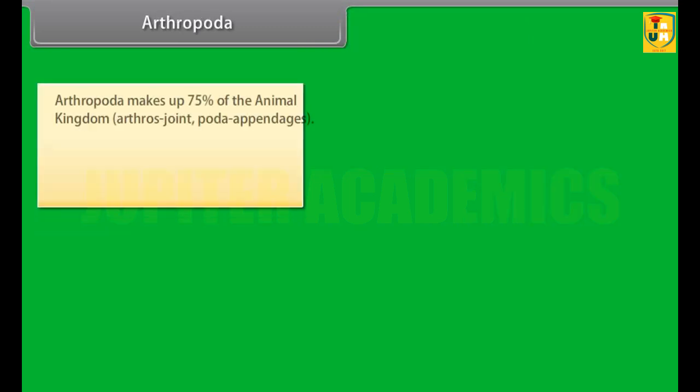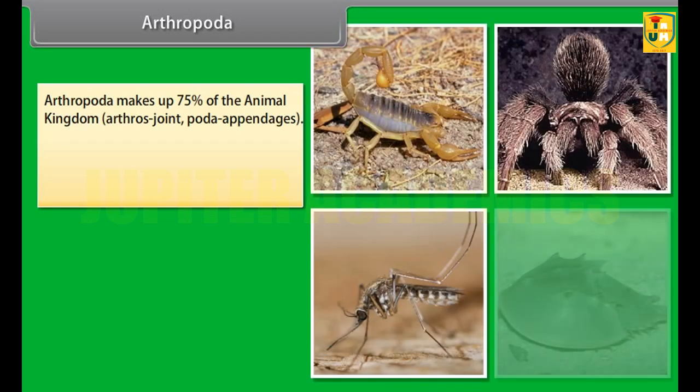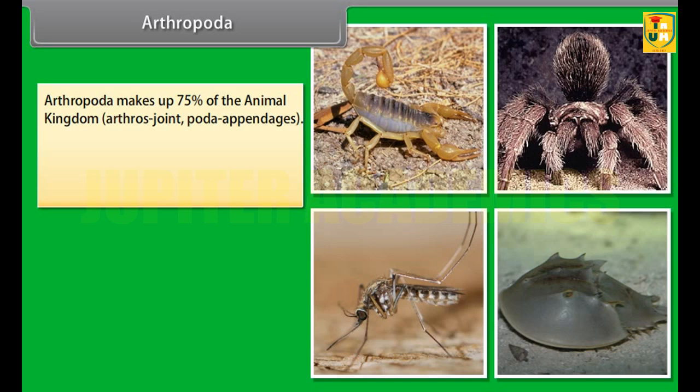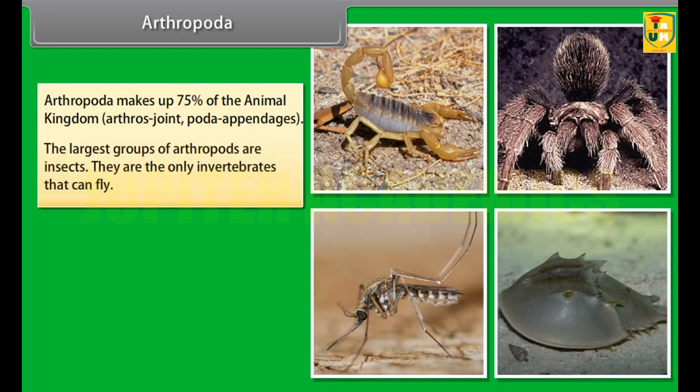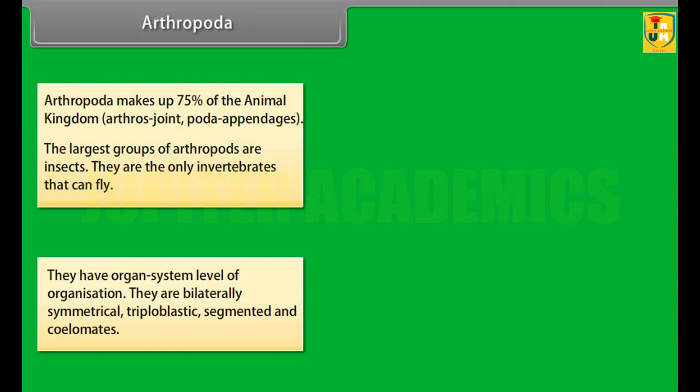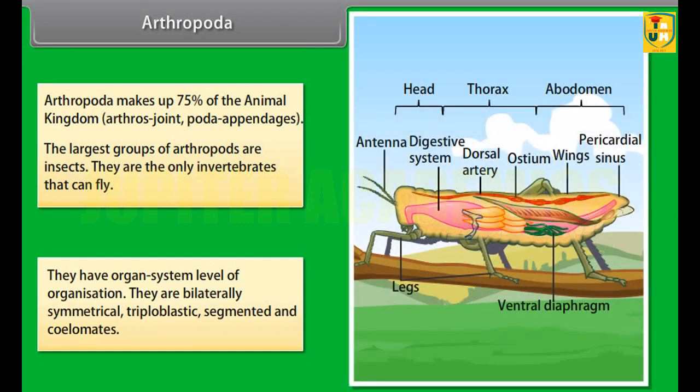Arthropoda. Arthropoda makes up 75% of the animal kingdom. Arthros means joint, poda means appendages. The largest group of arthropods are insects. They are the only invertebrates that can fly. They have organ system level of organization. They are bilaterally symmetrical, triploblastic, segmented and coelomates.